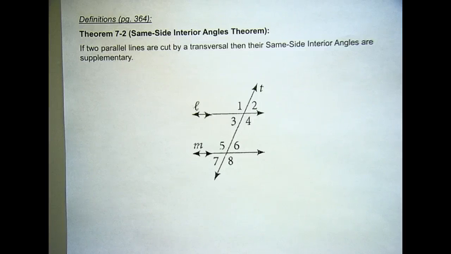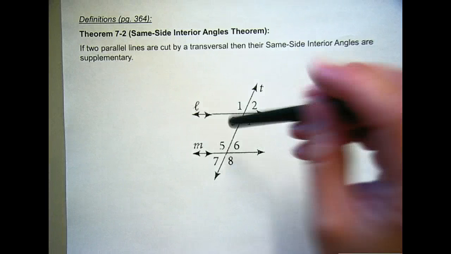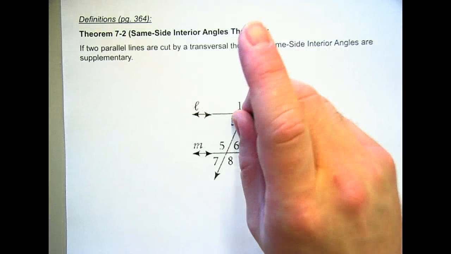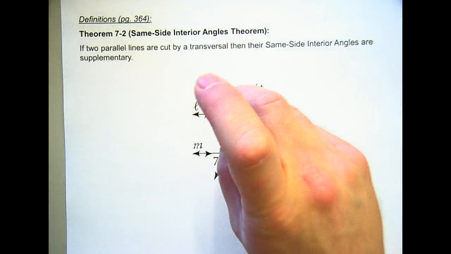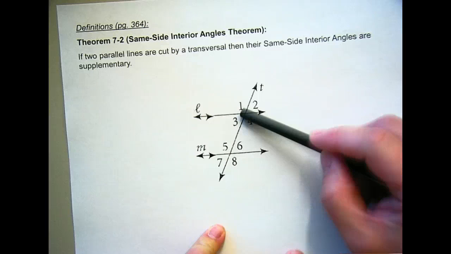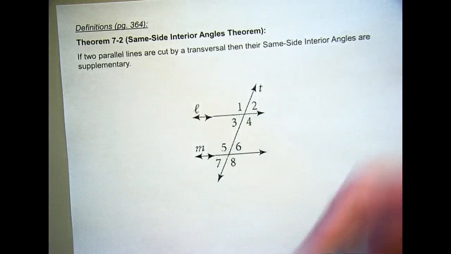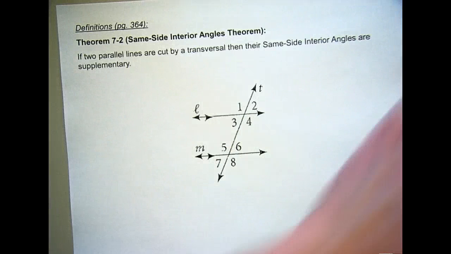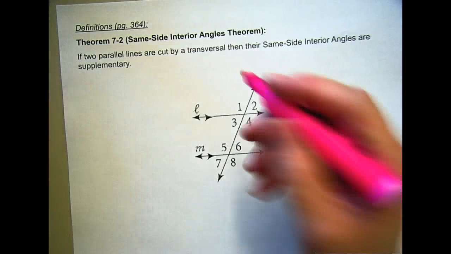All right. James, what do you think? Take a guess. It's the same side and interior. You probably don't need a guess, but take a guess anyway. Here, 3 and which one? 3 and 5, yeah. Okay. They're on the same side of the transversal and inside. Same side interior angles. Same side interior angles are supplementary.